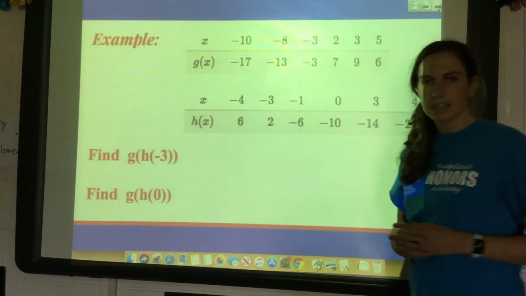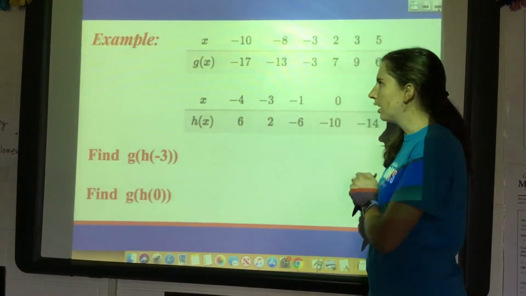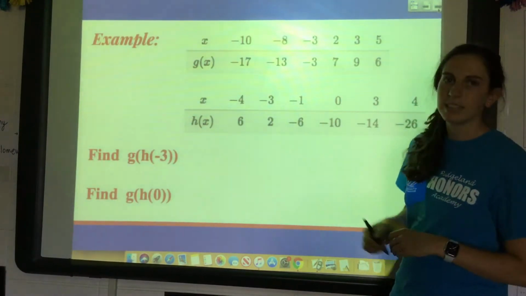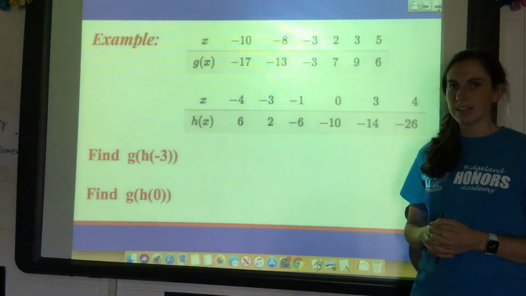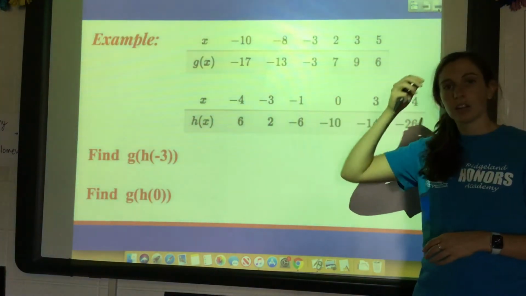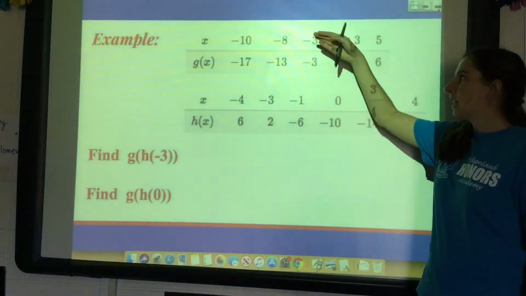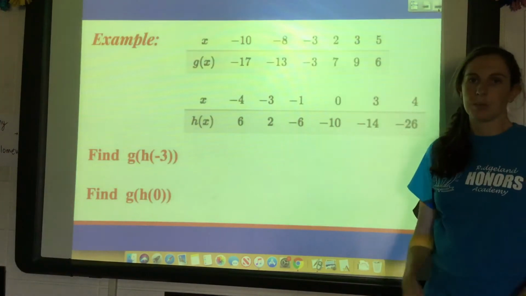Let's do a couple more examples of function composition. So in this case, you're given a table rather than a function. A function doesn't have to be represented as an equation. It could be a table or a graph. As long as you're given inputs and outputs, you're good to go.